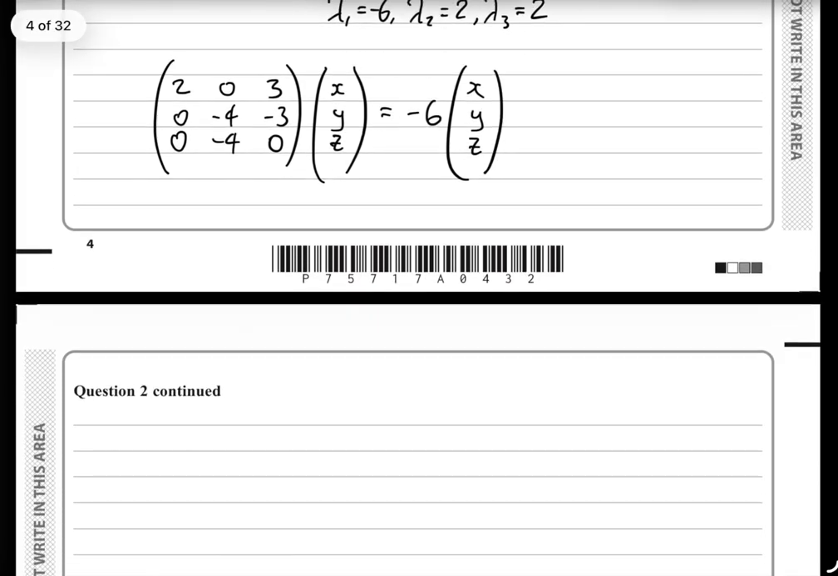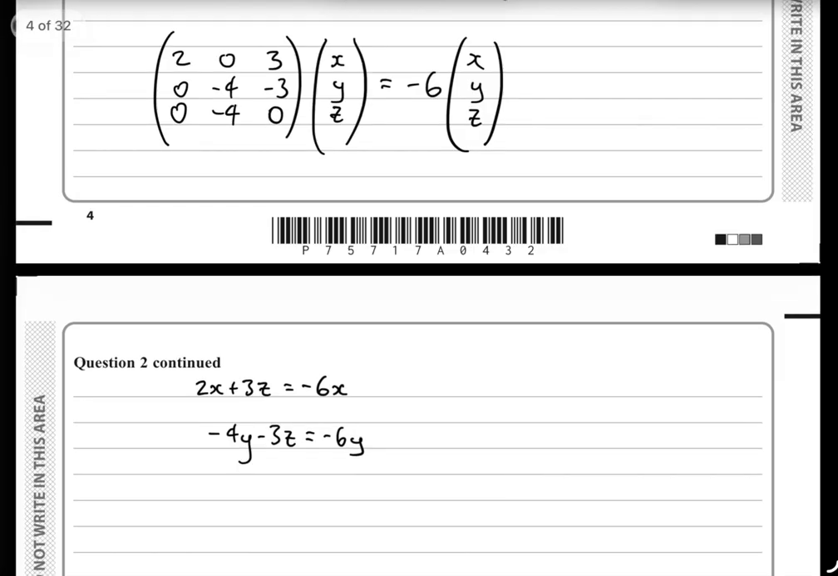So on the left we've got 2x plus 0y plus 3z as our first element, and that has to equal minus 6x on the right, the first element. Then our second row, we've got 0x minus 4y minus 3z, and that has to equal minus 6y on the right. And then finally, the easiest one perhaps, 0x minus 4y plus 0z has to equal minus 6z.